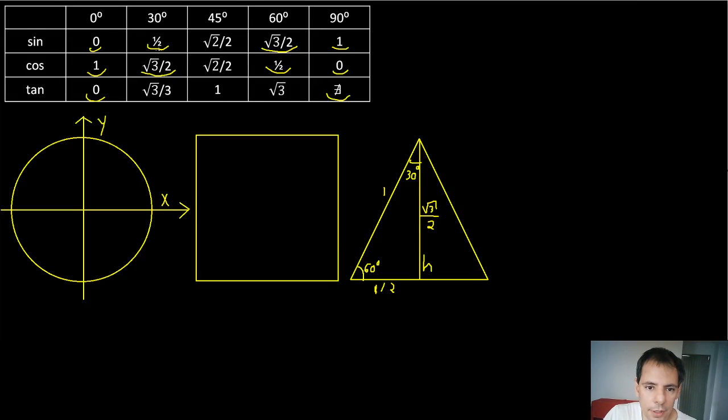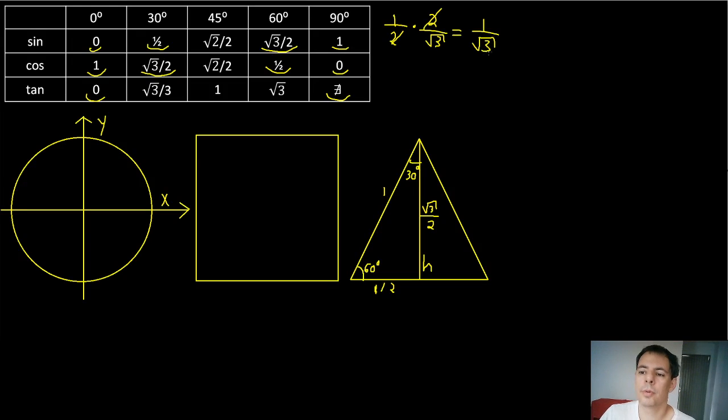The tangent of 30 is going to be sine of 30 divided by the cosine of 30. So we have 1/2 divided by square root of 3 divided by 2. Now when you divide fractions, you keep the first fraction and you multiply by the reciprocal of the second fraction. So instead of times square root of 3 divided by 2, it's times 2 divided by the square root of 3. So you cancel these. You're going to have 1 divided by the square root of 3.